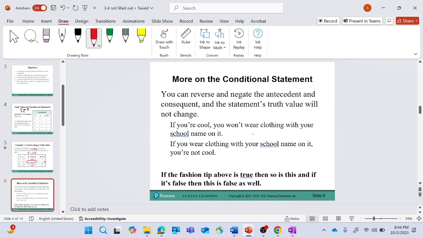So, conditional statements, you can reverse and negate the antecedent and the consequent, and the statement's truth value will not change. If you're cool, you won't wear clothing with your school name on it. If you wear clothing with your school name on it, you're not cool. I don't know. Either way you go about it, it's the same thing. Basically, just saying you can reverse the order you do it in. It doesn't matter. All right.